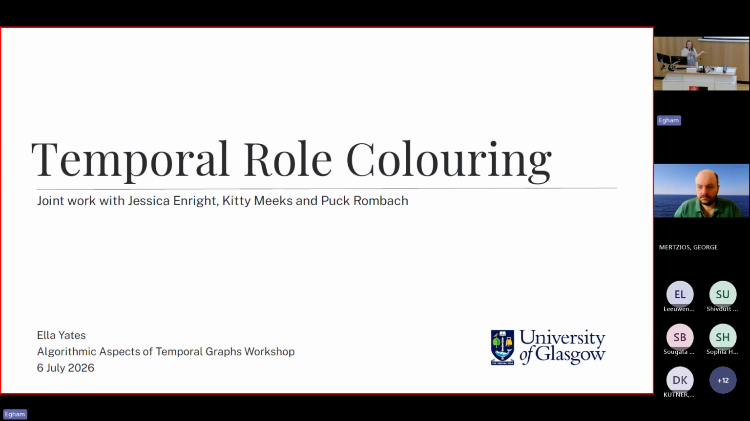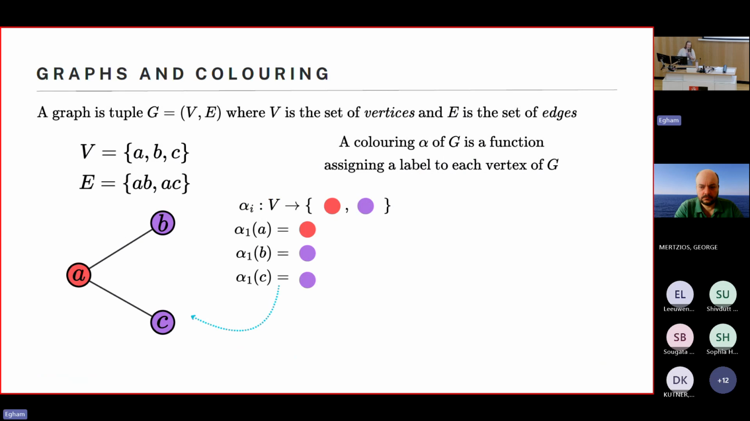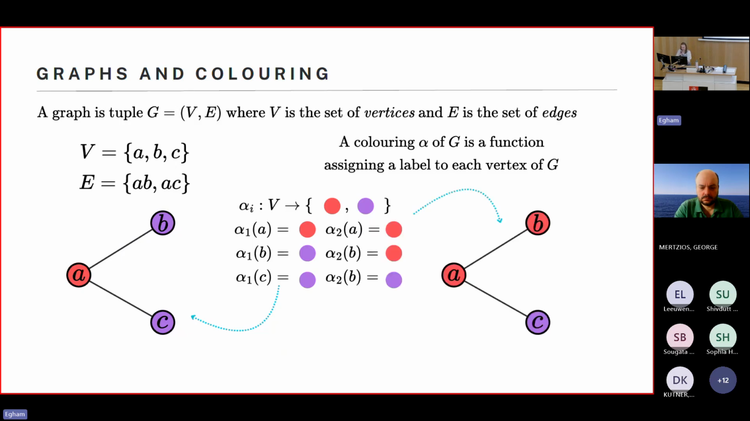Okay, temporal role coloring. This is work with my supervisors, Jess and Kitty, and with Puck. Okay, so unsurprisingly, I'm starting with coloring. I'm sure you guys have seen some graph coloring before, but I just want to make it clear that when I talk about coloring, I'm not talking about proper colorings. I don't care if two vertices next to each other have the same color. Well, sometimes I care, but generally it doesn't matter to me.